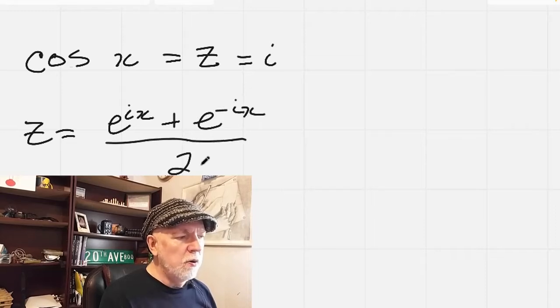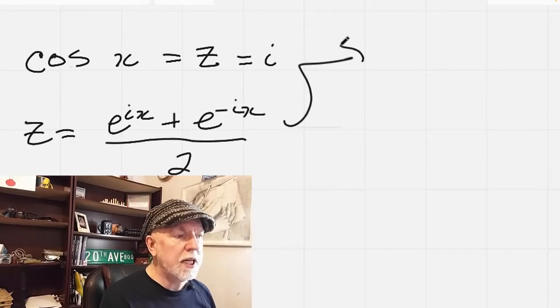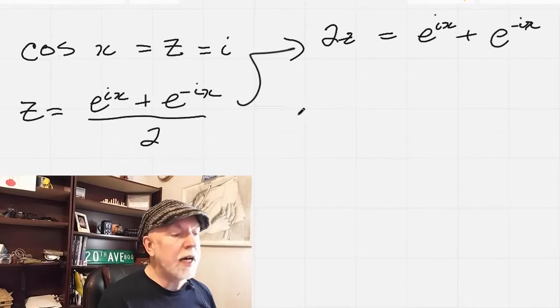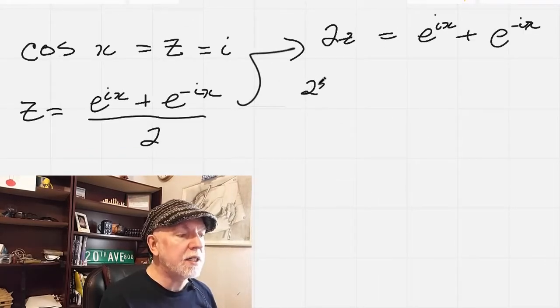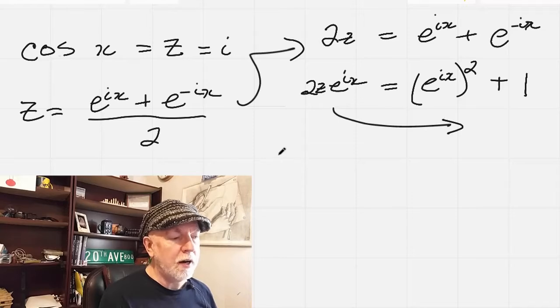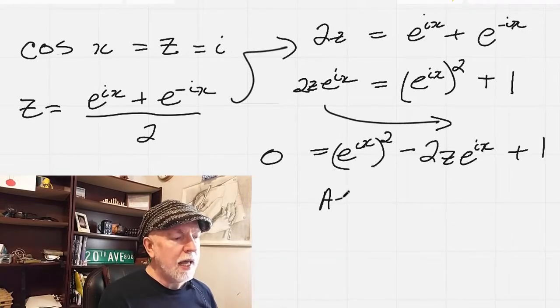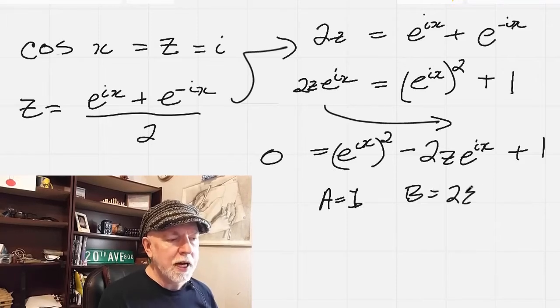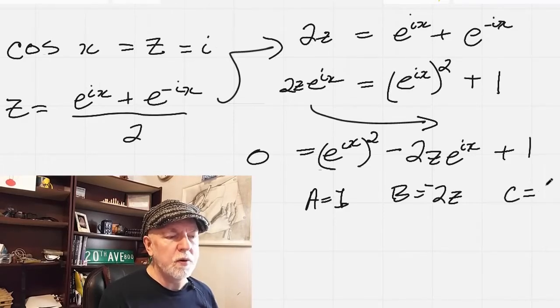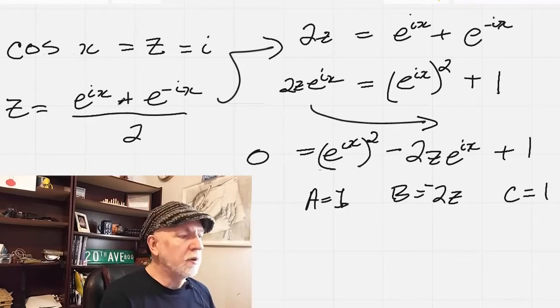over 2. Multiply both sides by 2 and again by e to the ix. Bring this side around here and we end up with a quadratic which we can solve, where a equals 1, b equals negative 2z, and c equals 1. And now let's release the quadratic formula onto this.